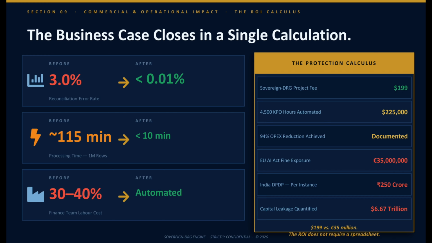94% OPEX reduction, 35 million euros EU AI Act fine eliminated, 250 crore rupees India DPDP penalty eliminated, $6.67 trillion capital leakage quantified. $199 versus 35 million euros. The ROI does not require a spreadsheet.